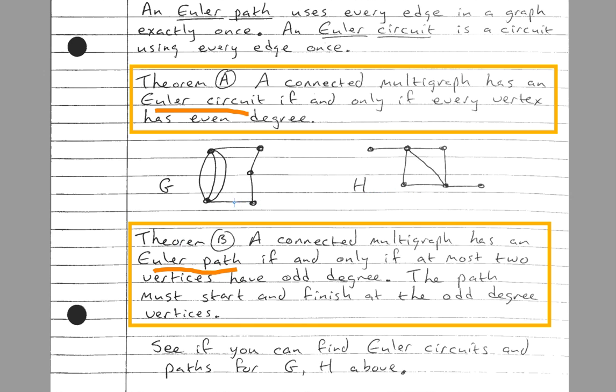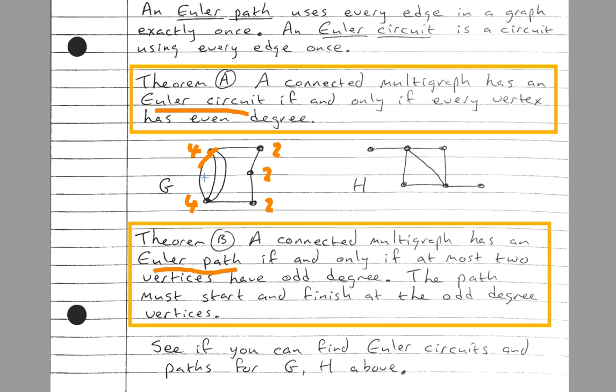Let's look at these two graphs. Does G have an Euler circuit or an Euler path? Let's check the degrees. Here, degree 4, 4, 2, 2, 2, and 2. So all the degrees are even. So this graph G has an Euler circuit according to theorem A. Can we find it? You can start anywhere.